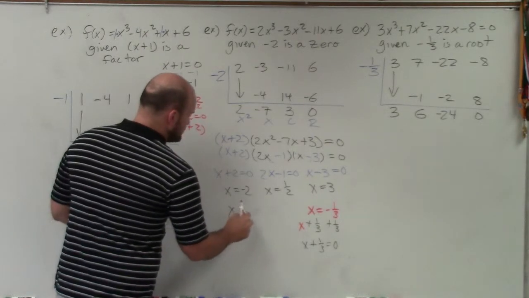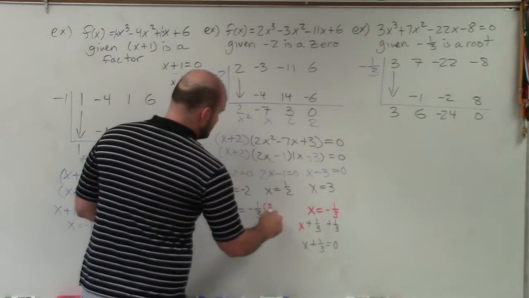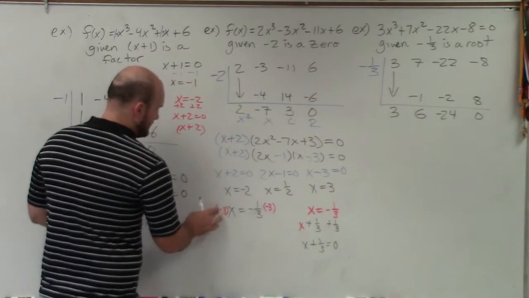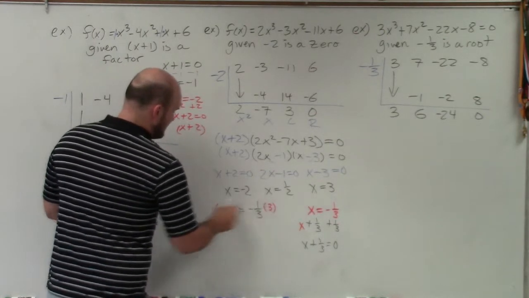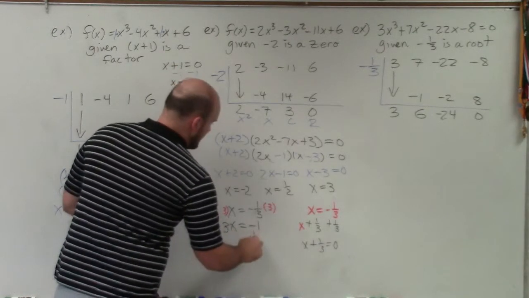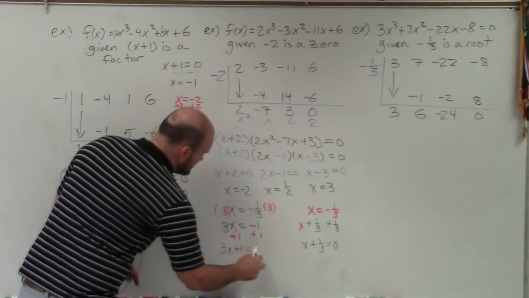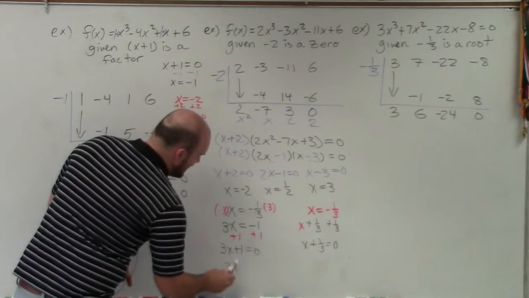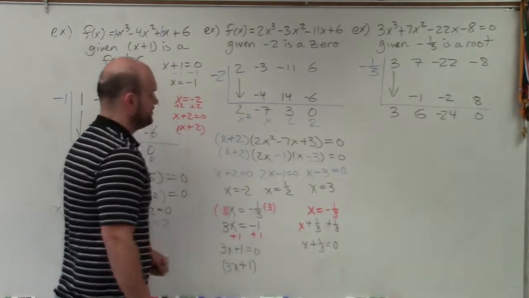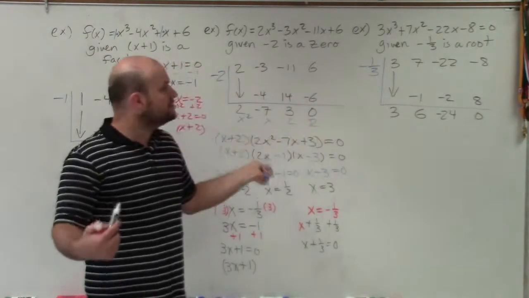So to do that, I can use inverse operations. I can multiply by 3. So now I'm left with 3x equals -1. Then I'll add 1 to both sides, and I have 3x plus 1 equals 0. Or 3x plus 1 is going to be the factor. So always use your inverse operations when you want to convert a root or a zero to a factor.